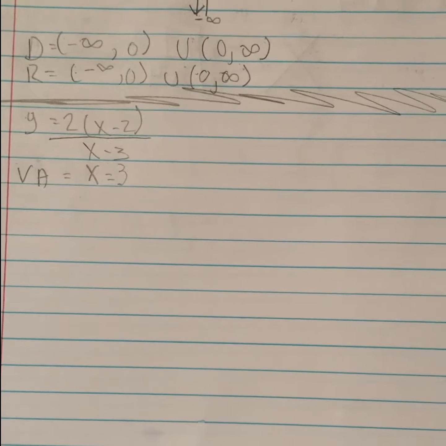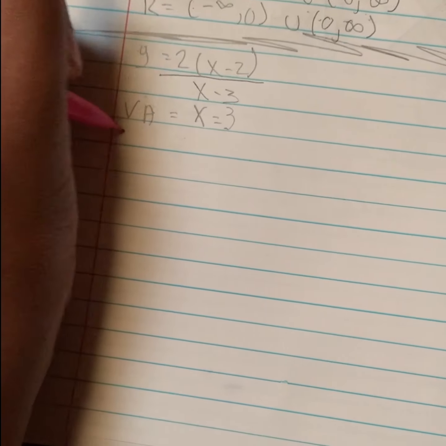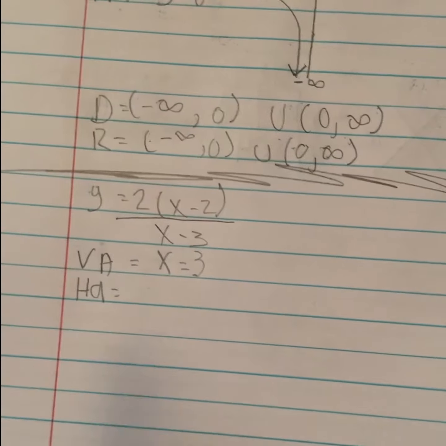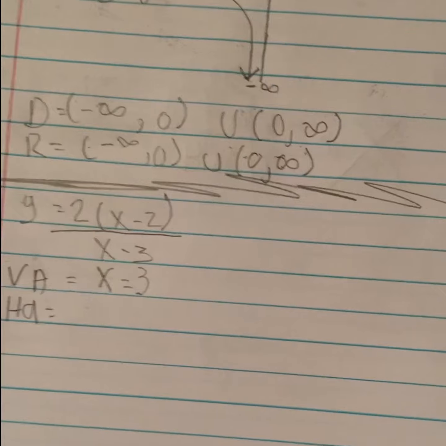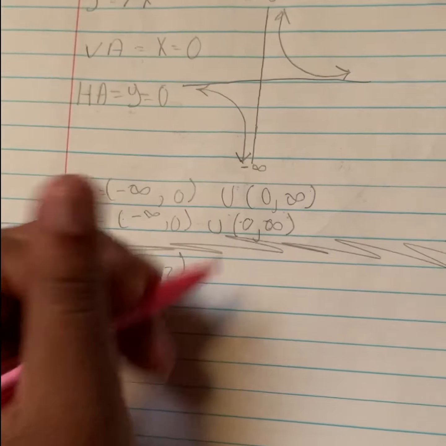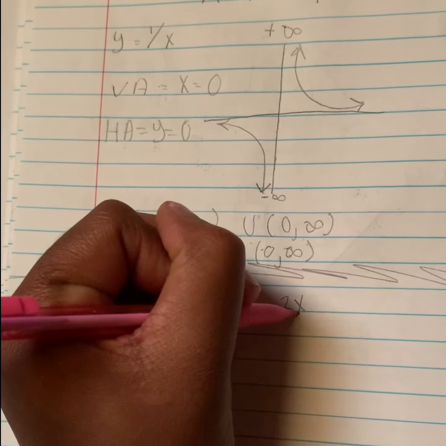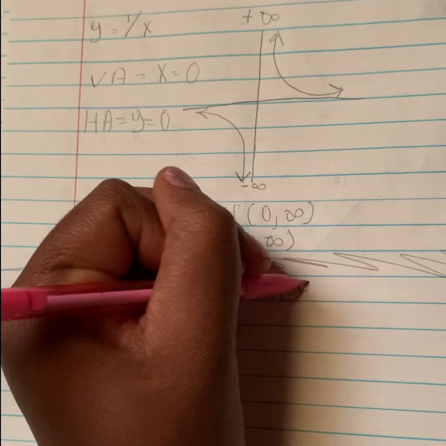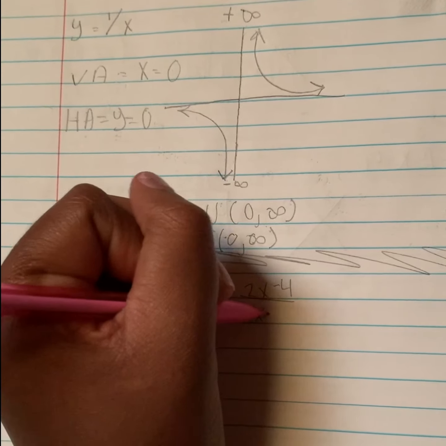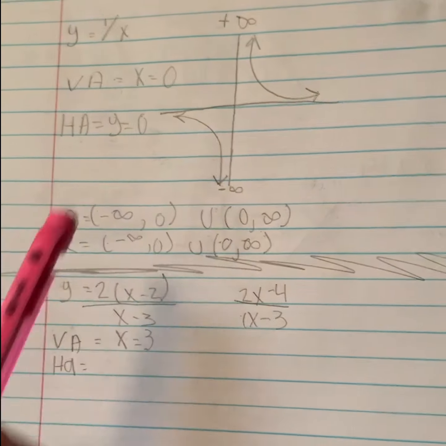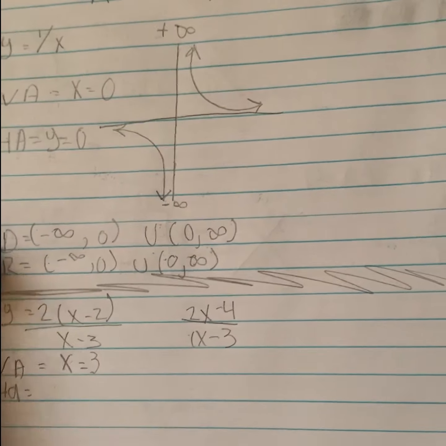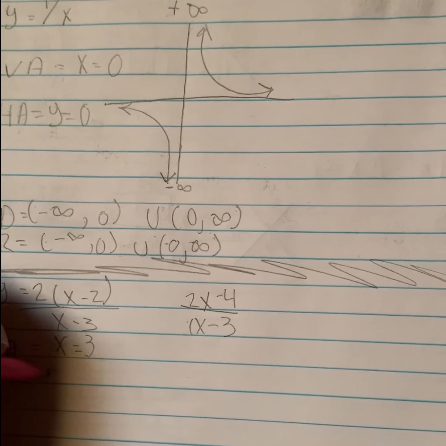Next, we want to find our horizontal asymptote. So notice that the degree of the numerator is the same as the denominator. So if we pay attention to the leading coefficients, and if we factor this, it would give us 2x minus 4 over 1x minus 3. 2 divided by 1 would equal 2, so our horizontal asymptote would be y equals 2.